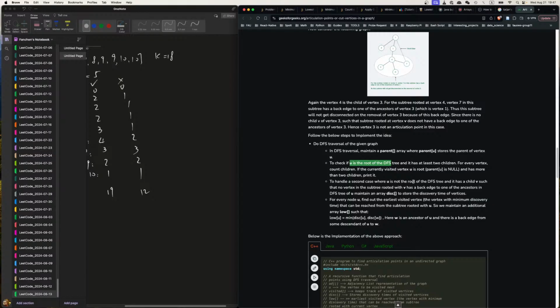U is not the root of the DFS tree. So yeah, we produce a DFS tree, right? And then U is not its root, and it has a child V. It means adjacent, such that no vertex in a subtree rooted with V has a back edge.